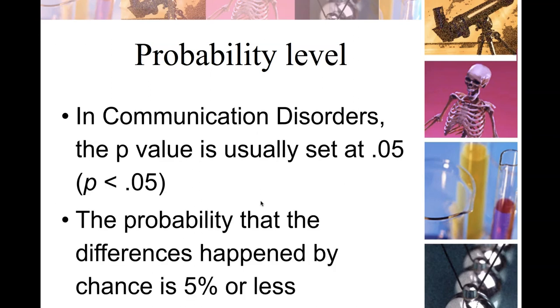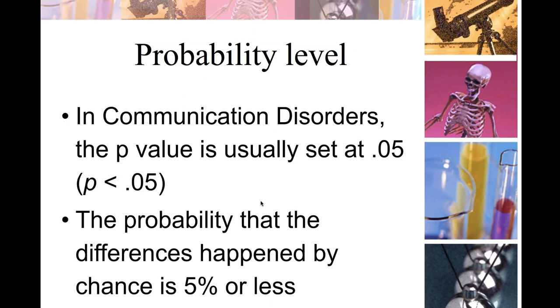So in communication disorders and in most healthcare fields, we're going to set our p-value at 0.05. And so 0.05, think of that as 5%. And so that means the probability that the differences happen by chance is 5% or less. So that 0.05 means that there's a 5% chance that there's just a random difference, and there's a 95% chance that the difference was due to treatment, right?